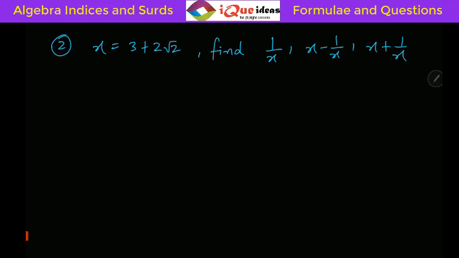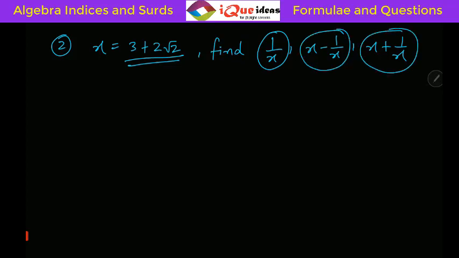Now the second question says x is given as 3 plus 2 root 2, find 1 by x, then x minus 1 by x and x plus 1 by x, right? Let's do it one by one. We already have x equal to 3 plus 2 root 2. First, let's try to find 1 by x. Now, 1 by x will be 1 by 3 plus 2 root 2.